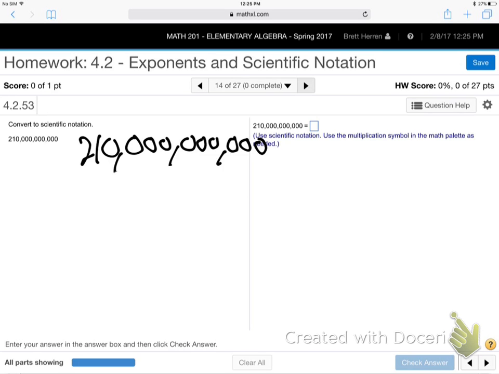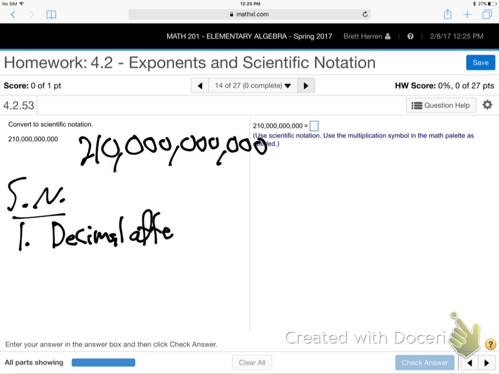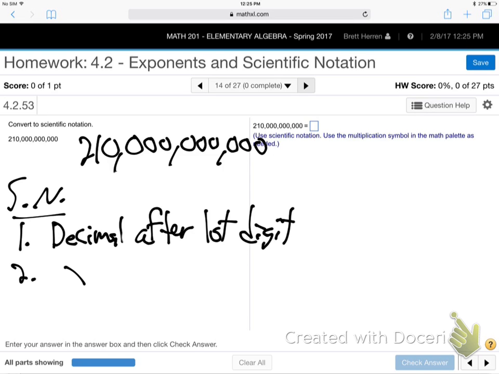All right. So how do we convert that? Let me tell you what scientific notation is first. I'll just abbreviate it SN. Scientific notation means two things. Number one, it means a decimal after the first digit, times 10 to some power. That's what scientific notation means, first off. It's a way of writing numbers in a scientific format.